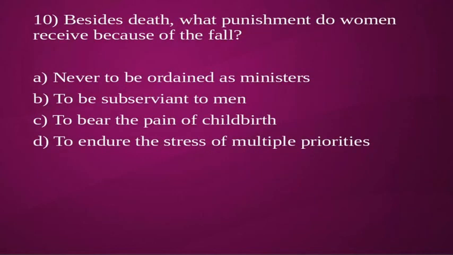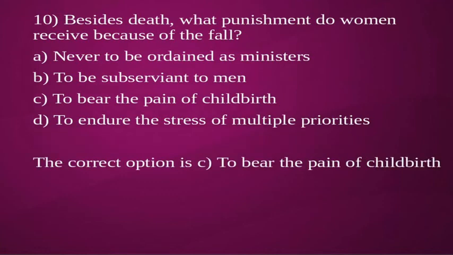Question number 10 is, besides death, what punishment do women receive because of the fall? Option A, never to be ordained as ministers. Option B, to be subservient to men. Option C, to bear the pain of childbirth. And Option D, to endure the stress of multiple priorities. The correct option is C, to bear the pain of childbirth.